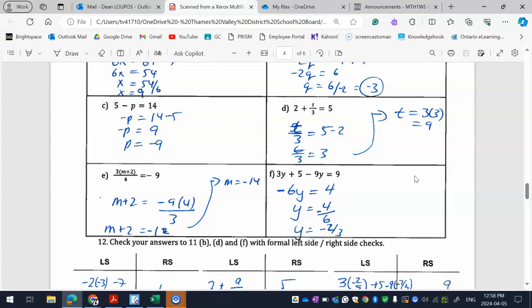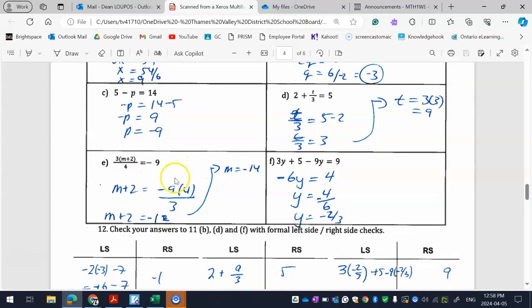That's the easiest way to do it, I would say. Over here, I have the 4 is dividing on this side, so it has to multiply on this side. The 3 is multiplying this side, so it has to divide when I bring it across. So then I kind of clean this up, and I go minus 9 times 4 divided by 3 is negative 12. So m plus 2 is equal to negative 12. So m is then going to be negative 14 when you bring the 2 across.